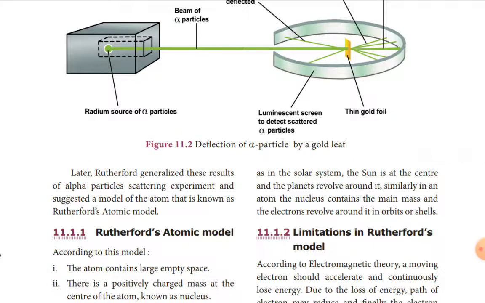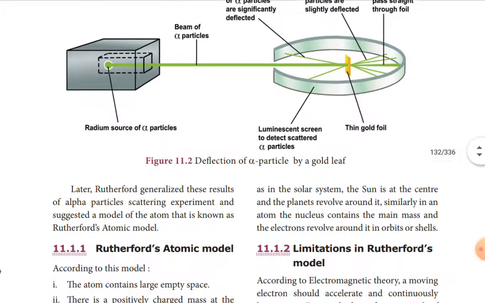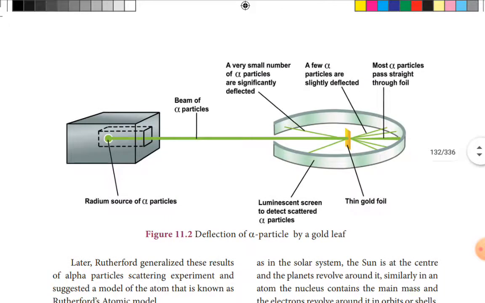Later, Rutherford generalized these results of the alpha particle scattering experiment and suggested a model of the atom that is known as the Rutherford model. So from this experiment, he suggested a model of the atom. See, in figure 11.2, the experiment is given. This illustration explains the gold foil experiment, striking by alpha particles.